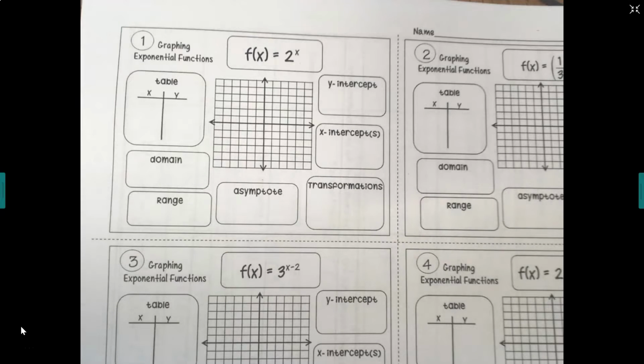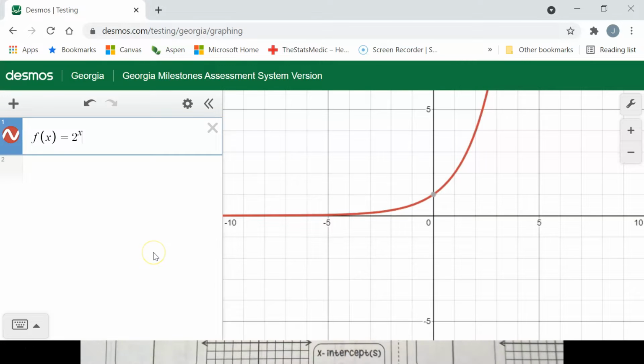I'm going to do the first couple with you to get you started, and then you'll finish the rest of these. Okay, our first graph is f of x equals 2 to the x. That is our parent graph, so here's what it looks like in Desmos. We're going to use this to make a sketch on our paper.